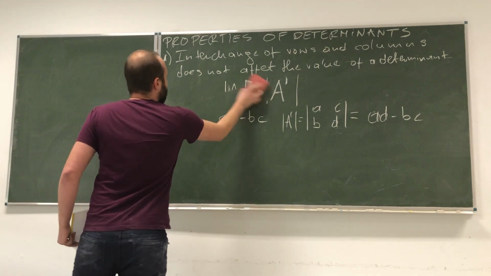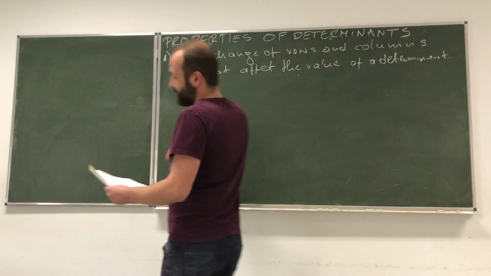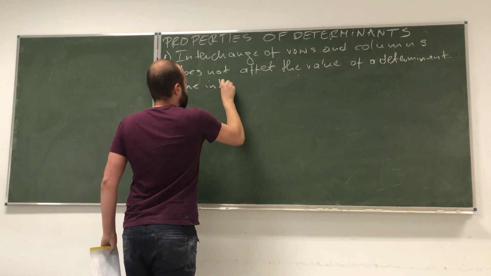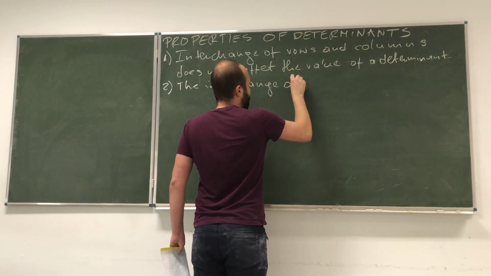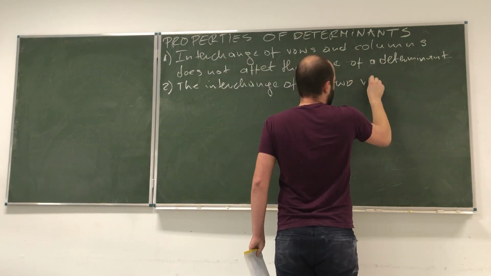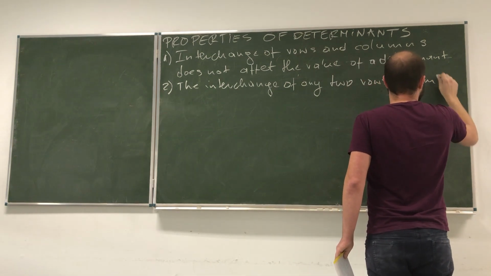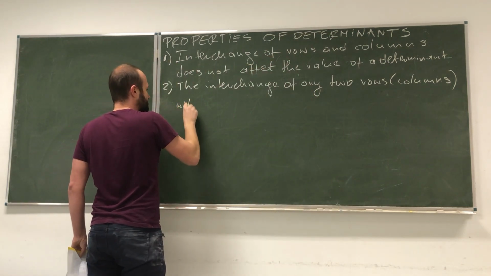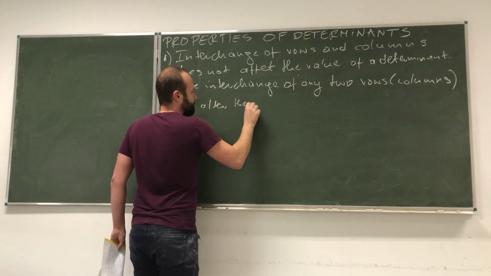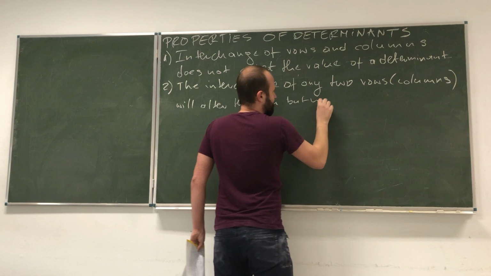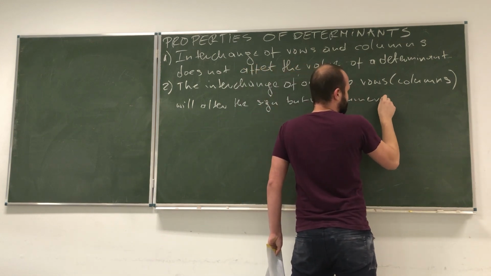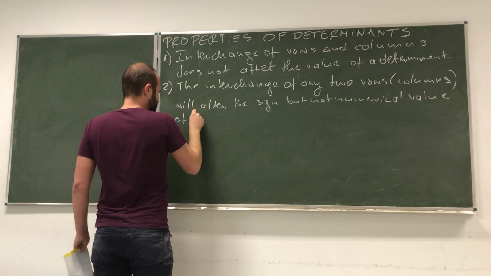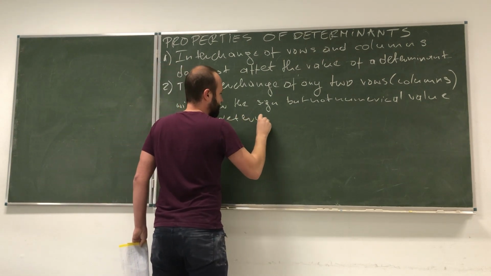Okay, now property number two is the interchange of any two rows or columns will alter the sign but not the numerical value of the determinant.